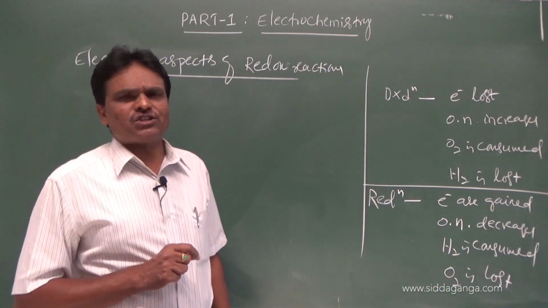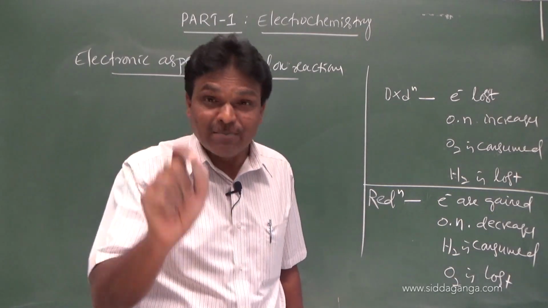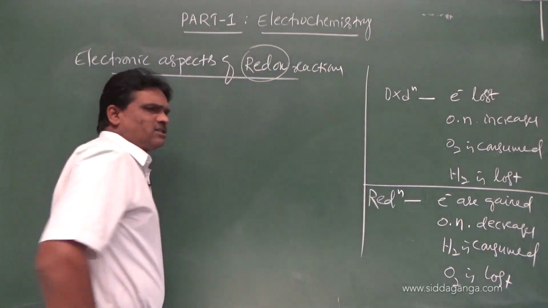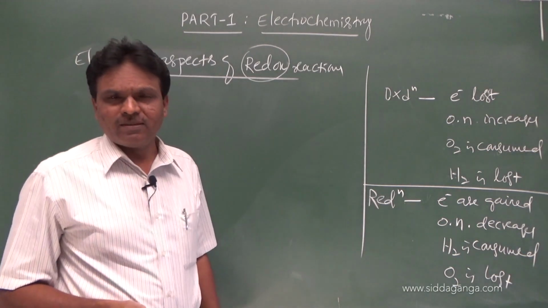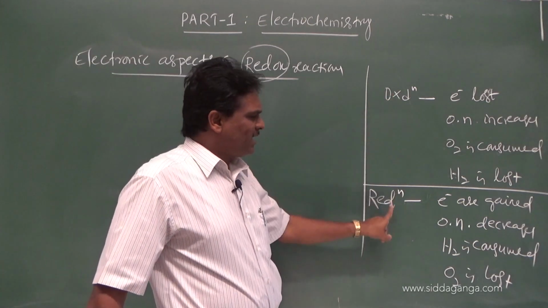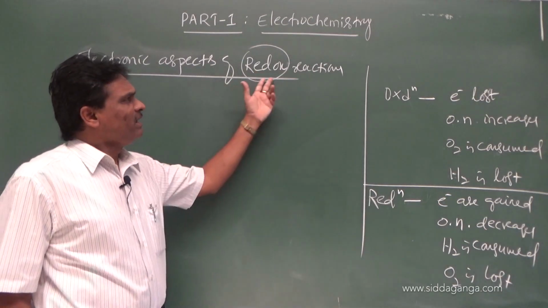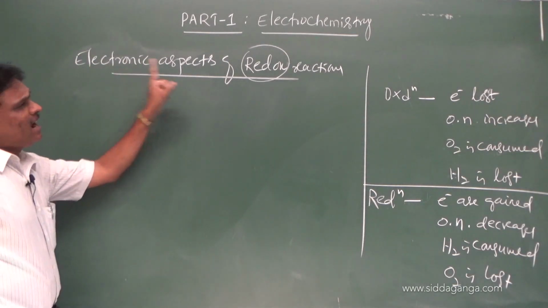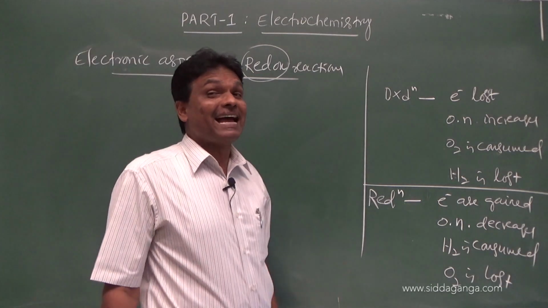A chemical reaction which involves both oxidation and reduction simultaneously is called a redox reaction. So here, what is meant by the oxidation and reduction reactions according to the electronic aspects?